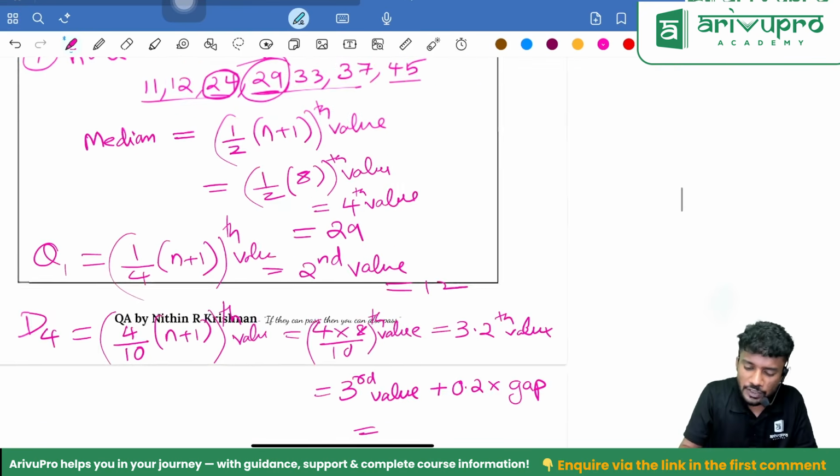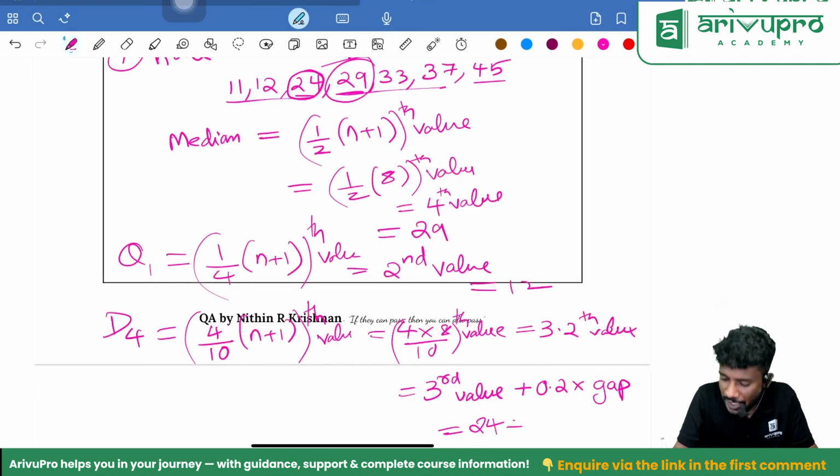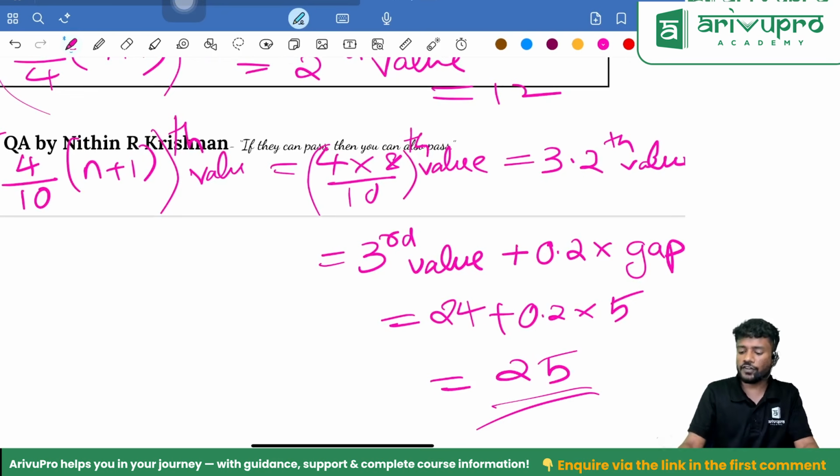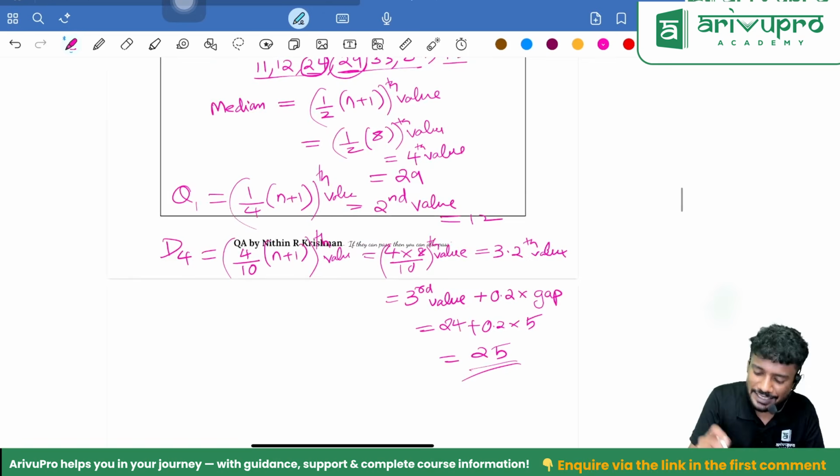So third value is 24 plus 0.2 into 5. How much is the answer? 25. That is 1 plus 24. That is 25. That is your decile 4.